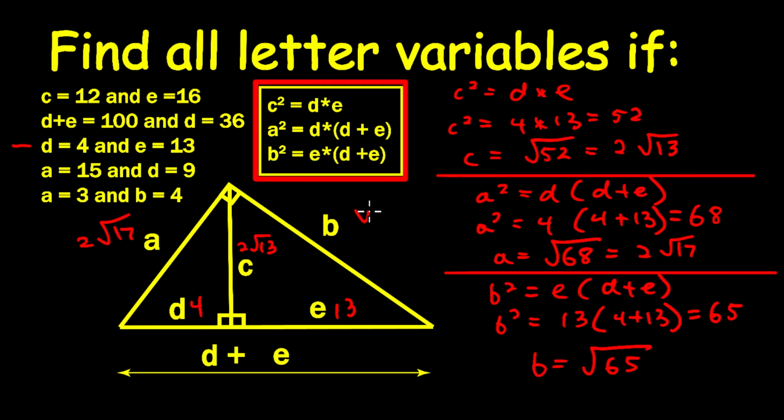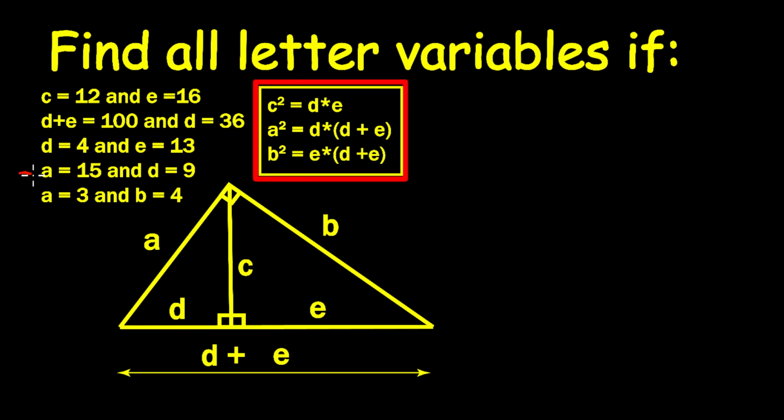And again, we will put that on the diagram. So now, if you want to check your work by doing Pythagorean theorem, you can use a squared plus b squared equals c squared on this side, or a squared plus b squared equals c squared over here, and it does work. We will leave it to you to check that.